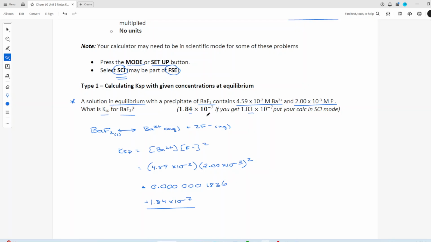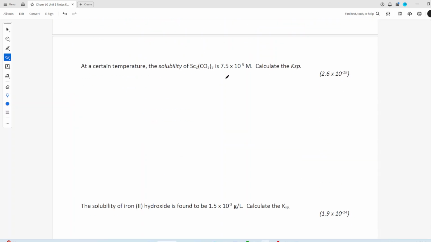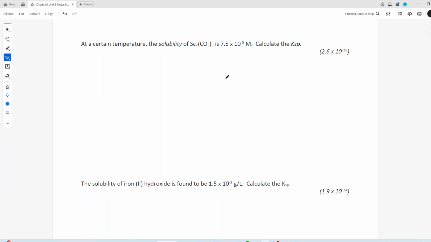Now, if you want to switch your calculator back, for me, I hit setup, I hit that FSE again, and the weird thing is that what I want to put it in doesn't show. I actually have to go over to number 3, which is putting it in normal mode. So up to you, but it is good to have the ability to switch between scientific notation and normal mode in your calculator. Okay, so what else could they ask you?